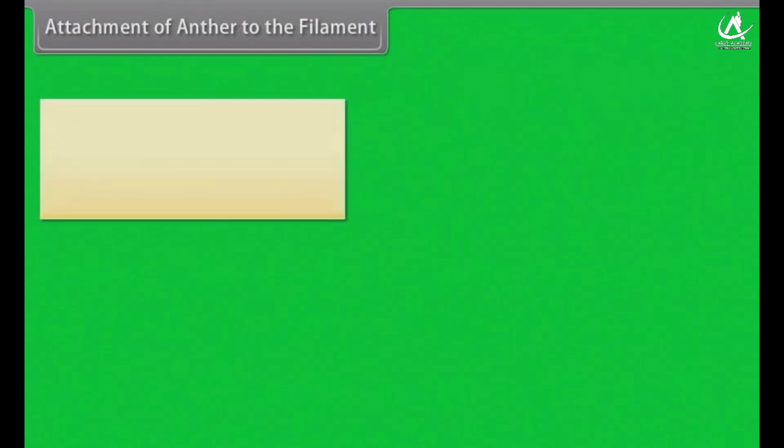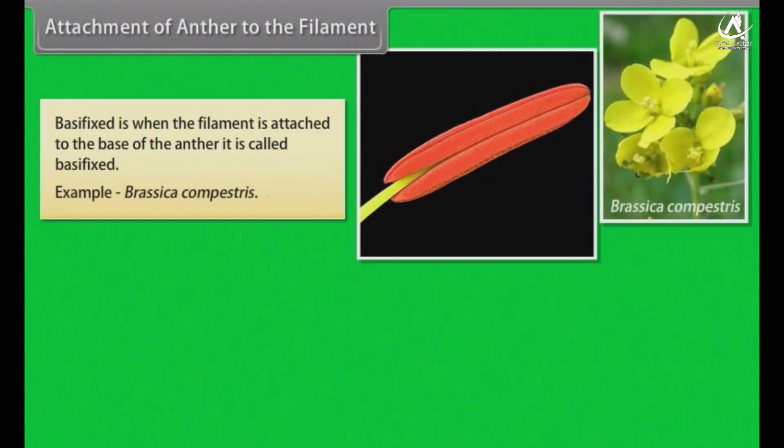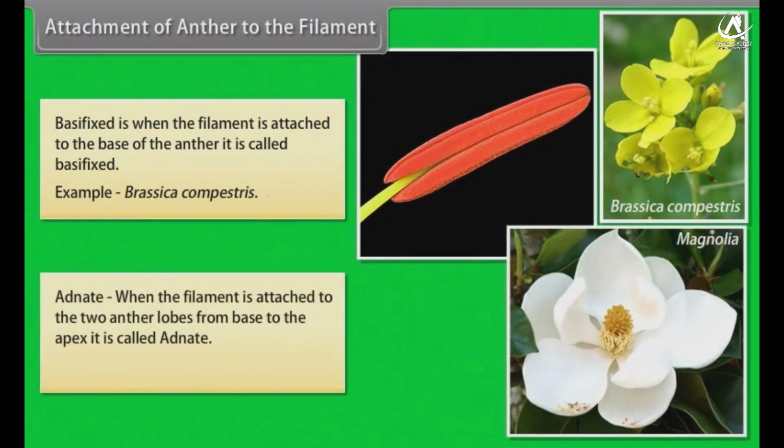Attachment of anther to the filament. Basifixed is when the filament is attached to the base of the anther. Example, Brassica campestris. Adnate is when the filament is attached to the 2 anther lobes from base to apex. Example, Magnolia.